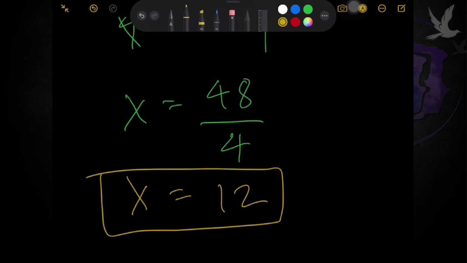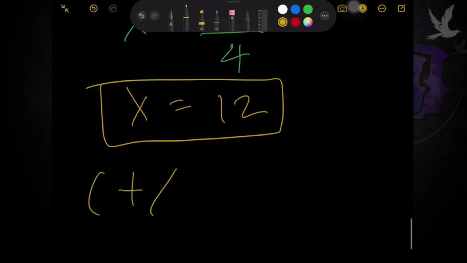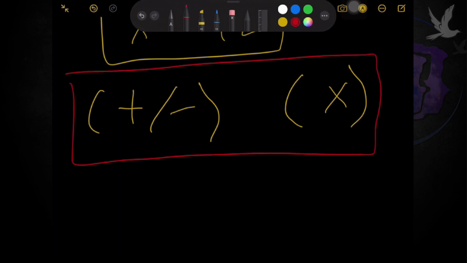Involving basic lang yan, involving addition, subtraction, and multiplication alone. Okay? The next topic after this one will be the combined version of these two. Combined na yan ang positive and negative and along with multiplication. Okay? So for now, this is all that you have to learn.